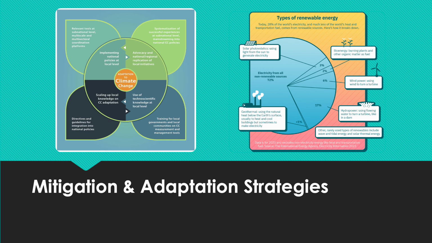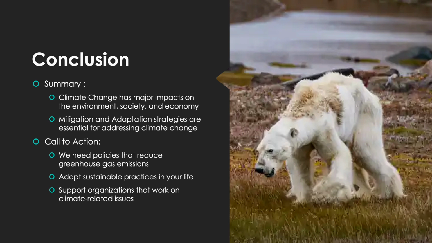Resilient infrastructure. Upgrade infrastructure such as roads, bridges, buildings, and water systems to withstand the impacts of climate change, including extreme weather events, sea level rise, and higher temperatures. Natural resource management. Implement sustainable water management practices, protect and restore wetlands, mangroves, and coastal ecosystems to buffer against floods, storm surges, and erosion. And that takes me to my conclusion.